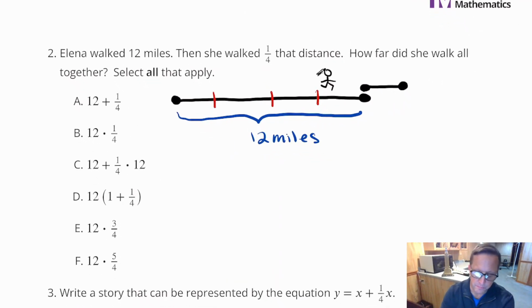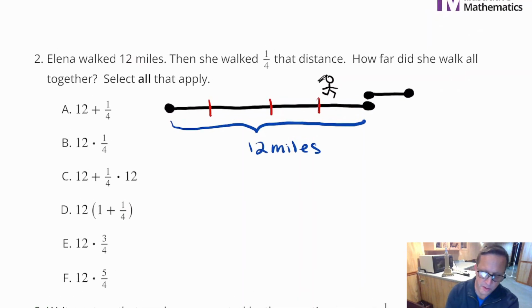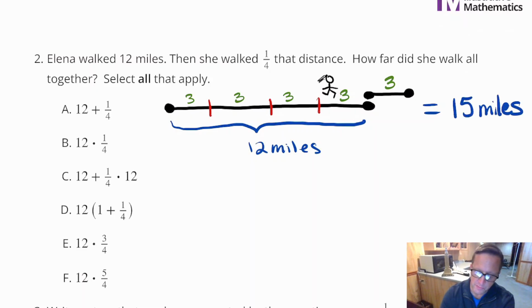But for the miles, for the original walk, it's really easy to break that up into 4 equal parts. 12 divided by 4 is 3. So that's 3 miles, that's 3 miles, that's 3, and that's 3. And so this was also 3, so that makes 15. So 15 miles.